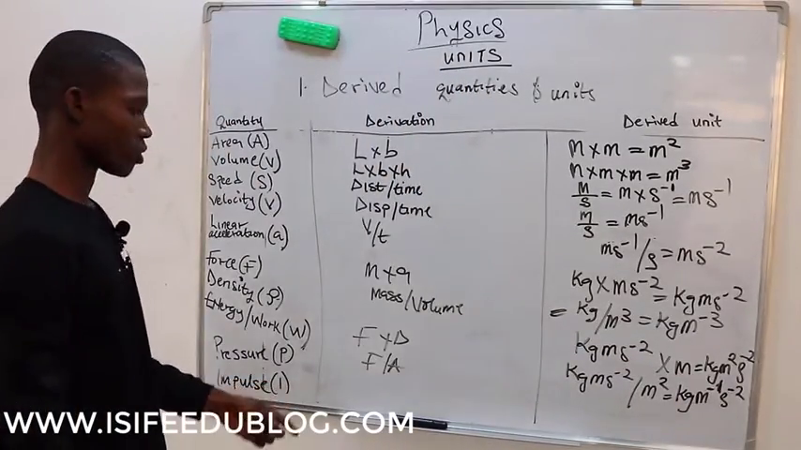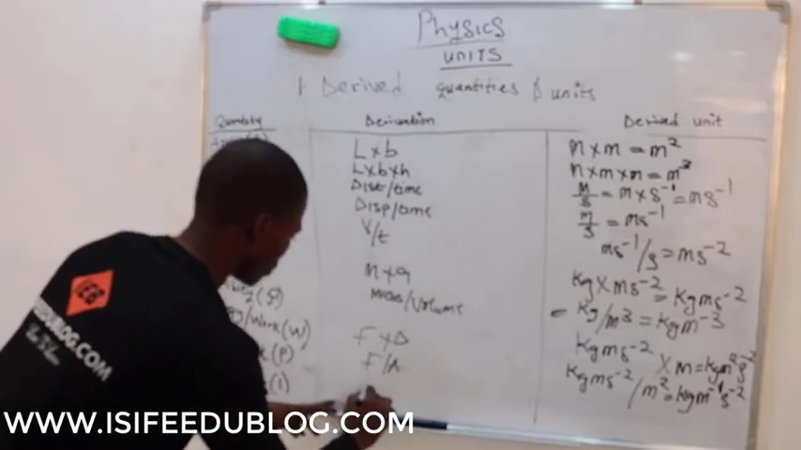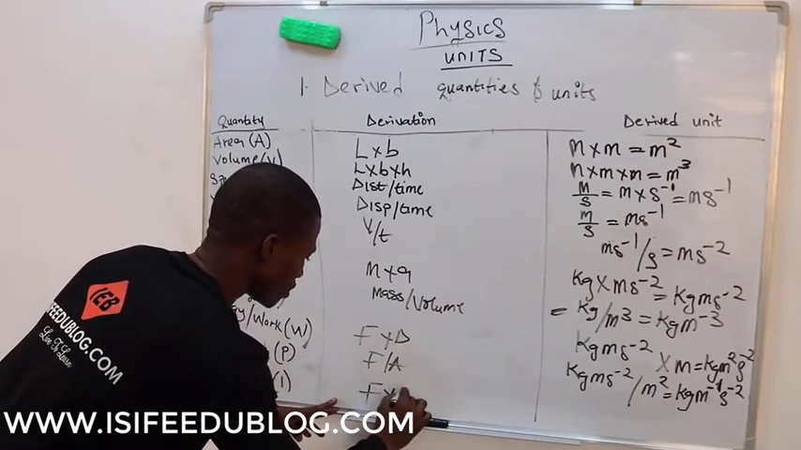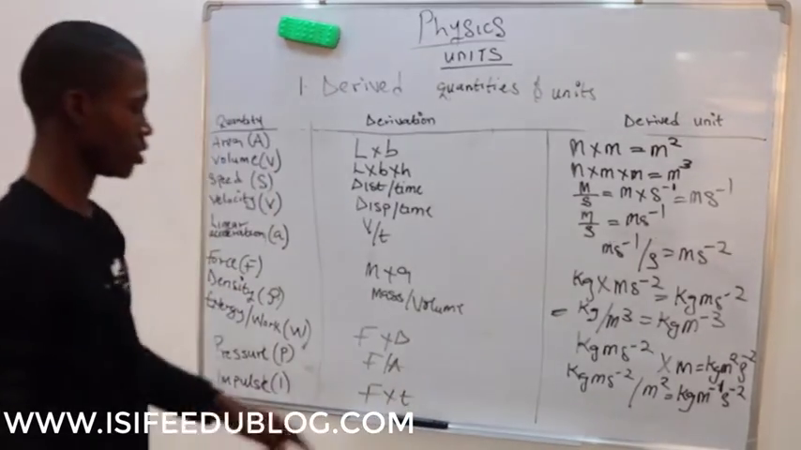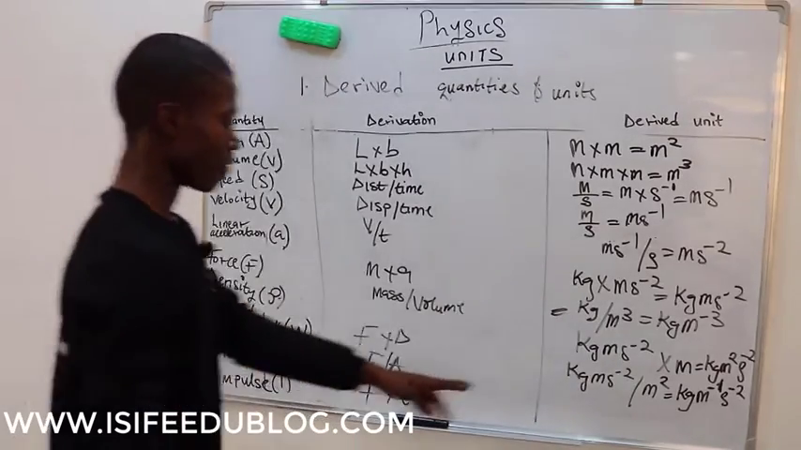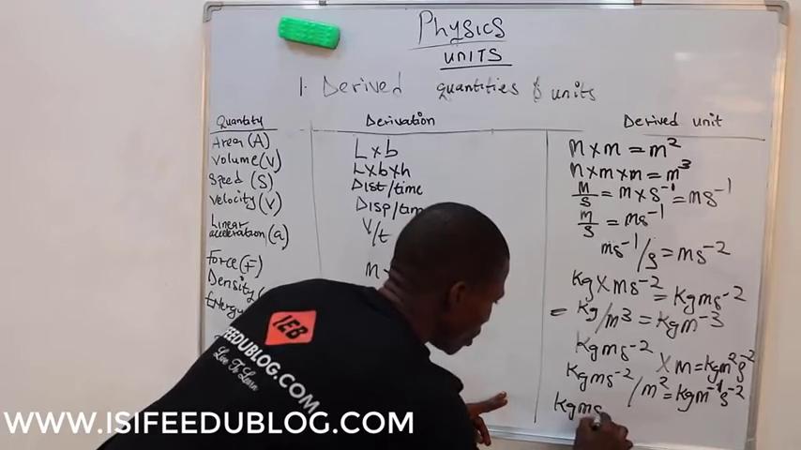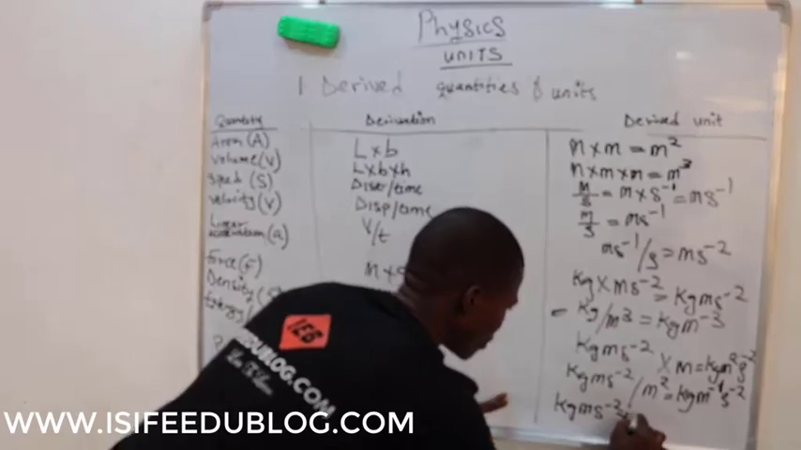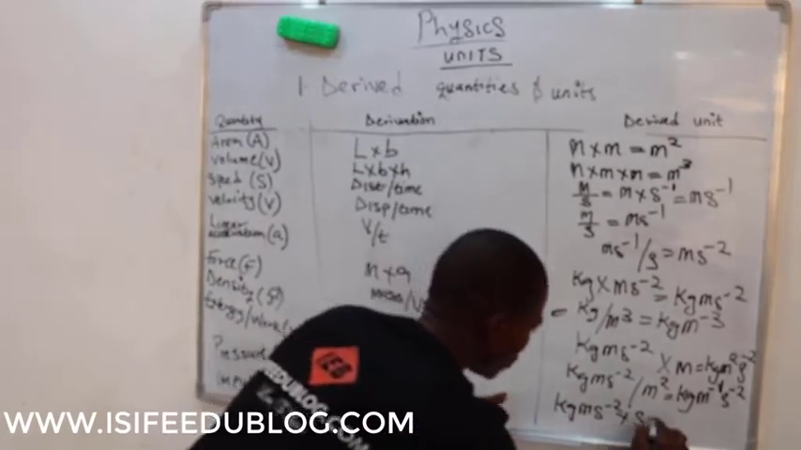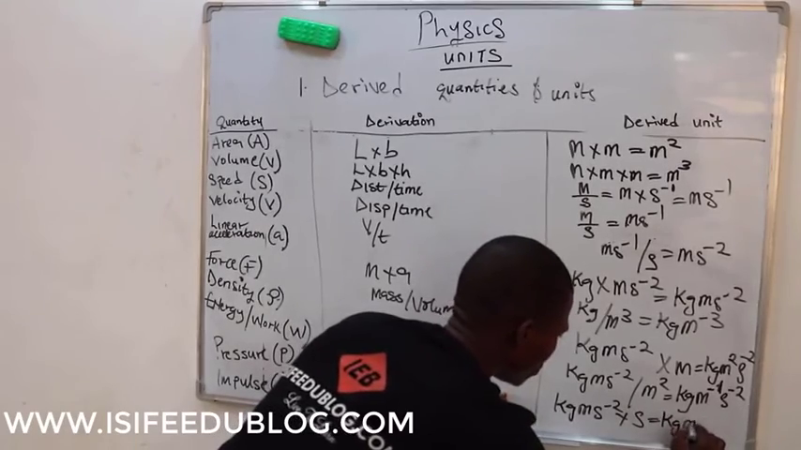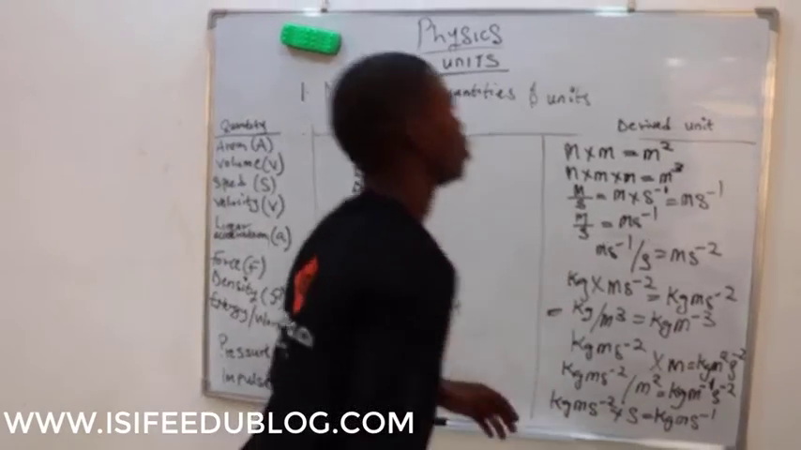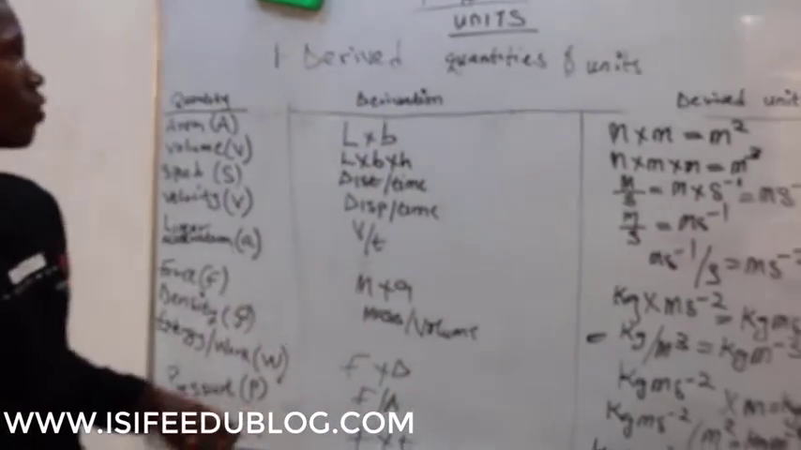The next is impulse, which is force times time. Impulse is force times time. Force again is measured in kilogram meter per second squared, times second. So this will give us kilogram meter per second. Okay, this is where we stop for derived quantities.